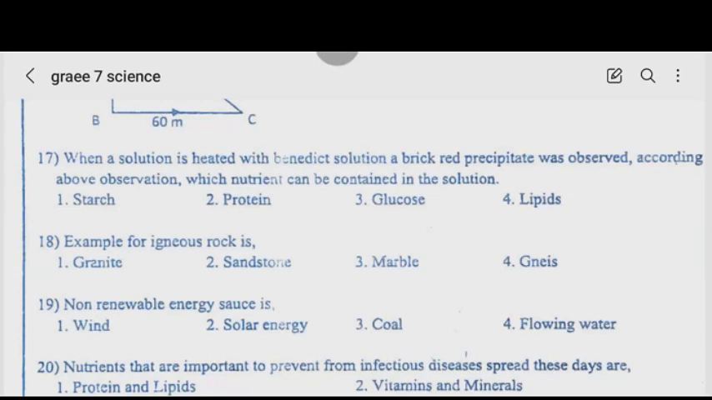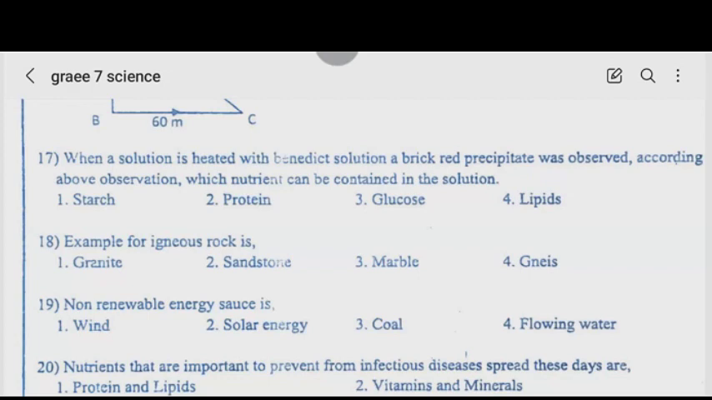Protein we are going to find from biuret solution. Lipids we are going to find as a transparent oil patch. So likewise, glucose we are going to find using Benedict solution. Answer number 3 is the answer for the 17th question.